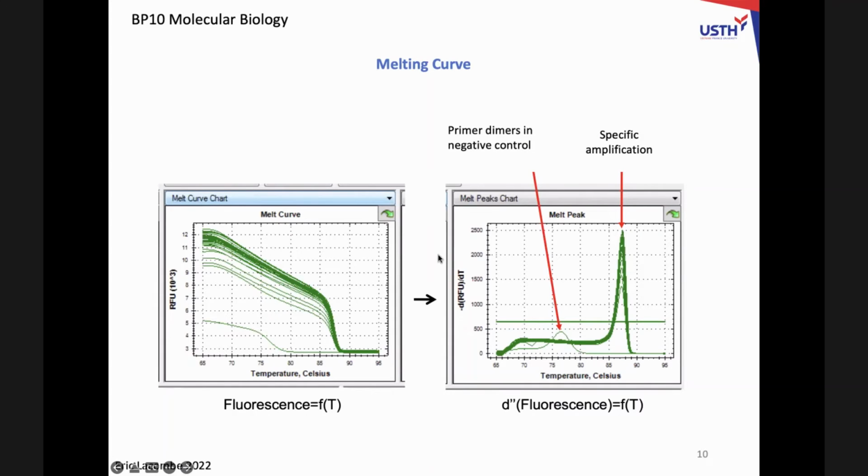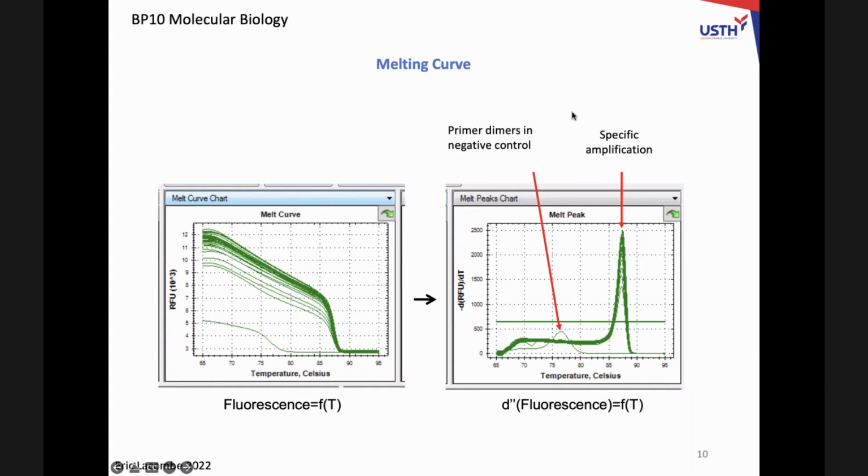So at the end of every qPCR experiment, when done with CyberGreen, the qPCR machine will do what we call the melting curve. It's in order to verify the quality of the results. So it's a quality check, this melting curve.